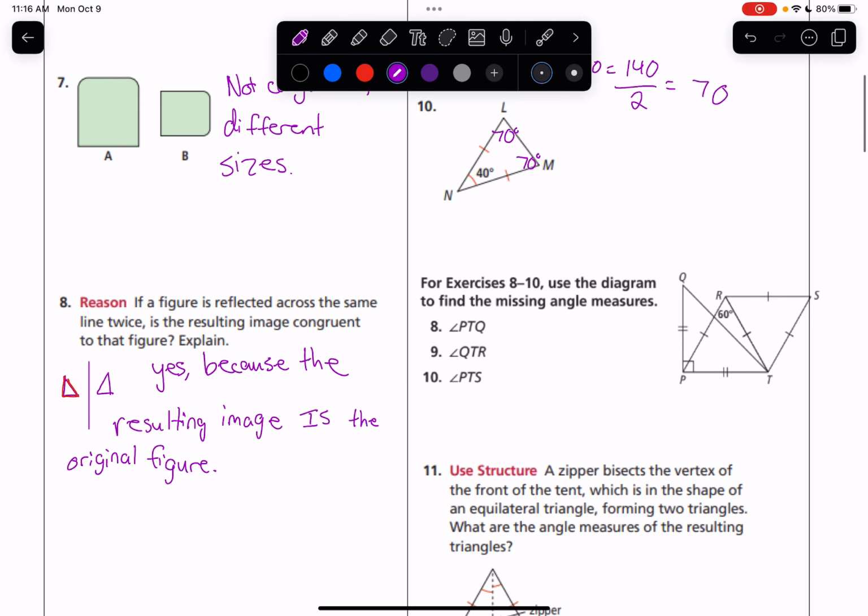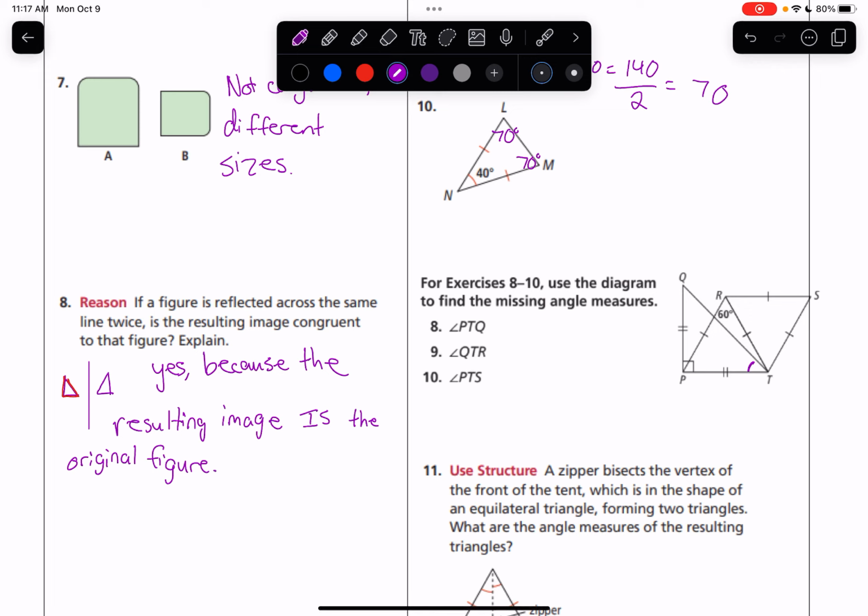Down here, ignore the numbering. I just grabbed these questions from different places. Use the diagram to find the missing angle measures. So we've got a kind of a crazy diagram here. I see an equilateral triangle here. I see an isosceles triangle here. And I see a right triangle that is also isosceles over here. So the first one is angle PTQ, which is this angle right here.